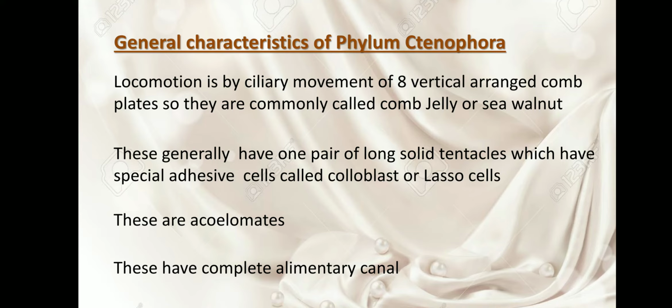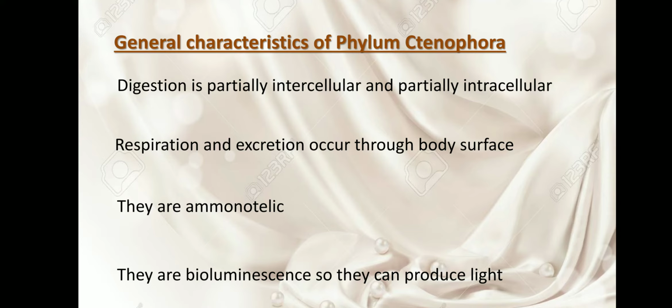These generally have one pair of long solid tentacles which have specific adhesive cells called colloblasts or lasso cells. These are acoelomate, meaning the body cavity is absent. These have a complete alimentary canal from mouth to anus. Digestion is partially extracellular and partially intracellular, within the cell or outside of the cell. Some portion of the digestion takes place within the cell and some outside of the cells or between the cells.